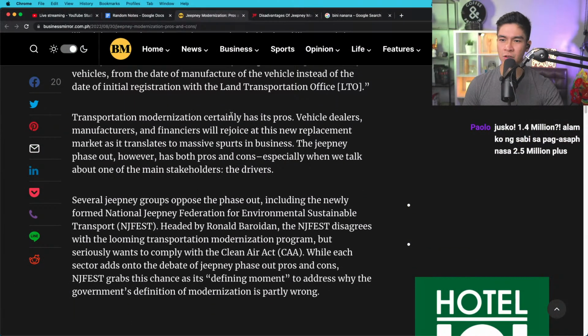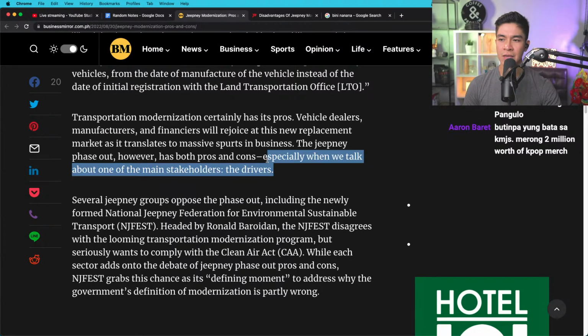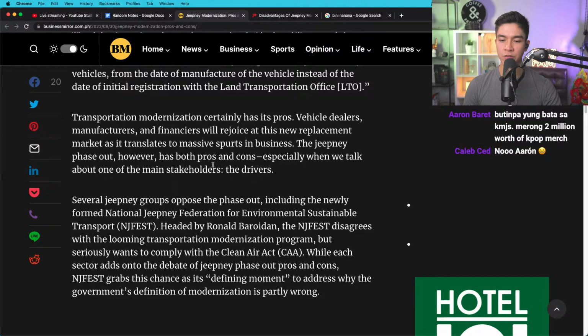It has its pros and cons. Vehicle dealers, manufacturers, and financiers will rejoice at this new replacement because it translates to massive spurts in business. The jeepney phase-out, however, has both pros and cons, especially when we talk about one of the main stakeholders, the drivers. So, I think we've already mentioned it enough at this point. Paulit-ulit, the drivers will be the ones who will be taking most of the hit here.